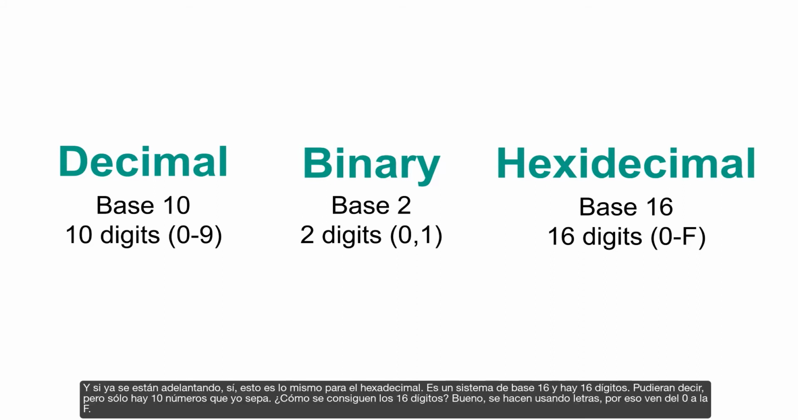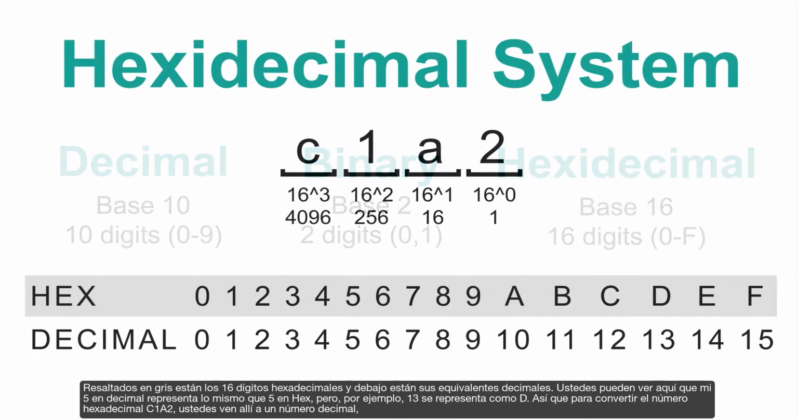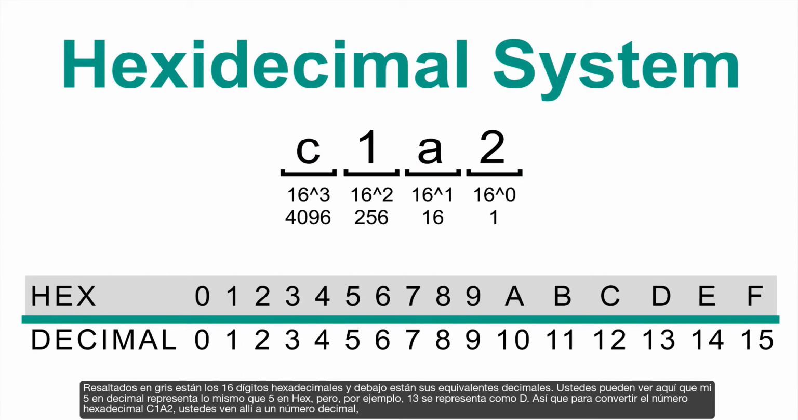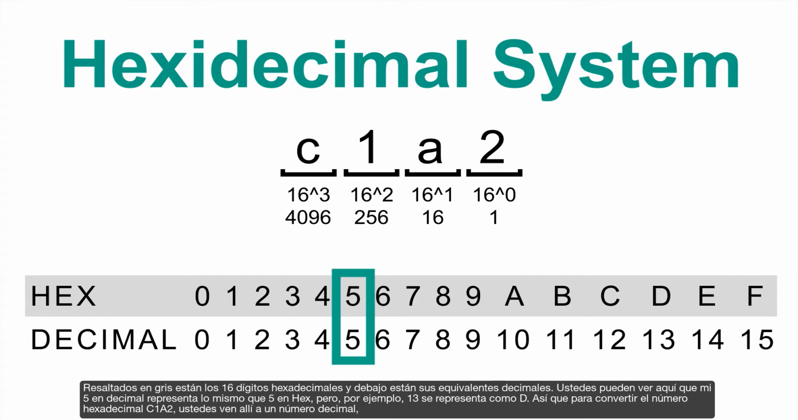And if you're already thinking ahead, yes, this is the same for hexadecimal. It's a base 16 system and there are 16 digits. If you're saying, but there are only 10 numbers that I know of, how do you get 16 digits? Well, you do by using letters. That is why you see 0 through F. Highlighted in gray are the 16 hex digits, and below you see their decimal equivalents. You can see here that my 5 in decimal is represented the same as 5 in hex. But 13, for example, is represented as D.